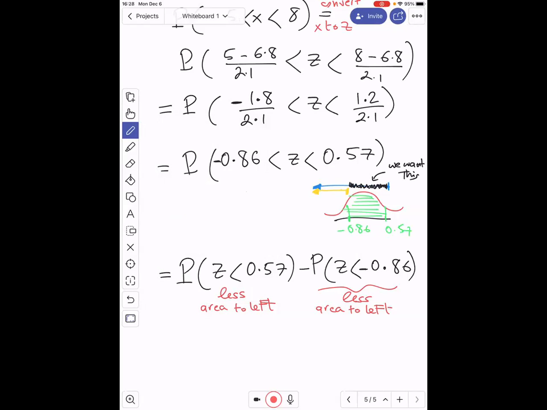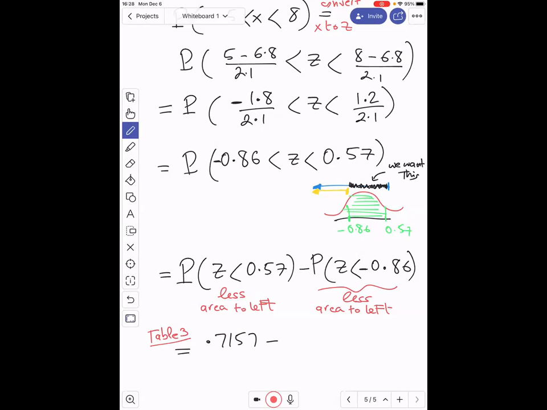And now, as a second step, I can use my table, right? Because I have everything in terms of areas to the left. If you have everything in terms of the areas to the left, then you can use your table, because the table gives us only the areas to the left. All right. So for 0.57, nearest tenth is 0.5, and nearest hundredth is 0.7. So that will be 7157. And this is 0.7157 minus negative.